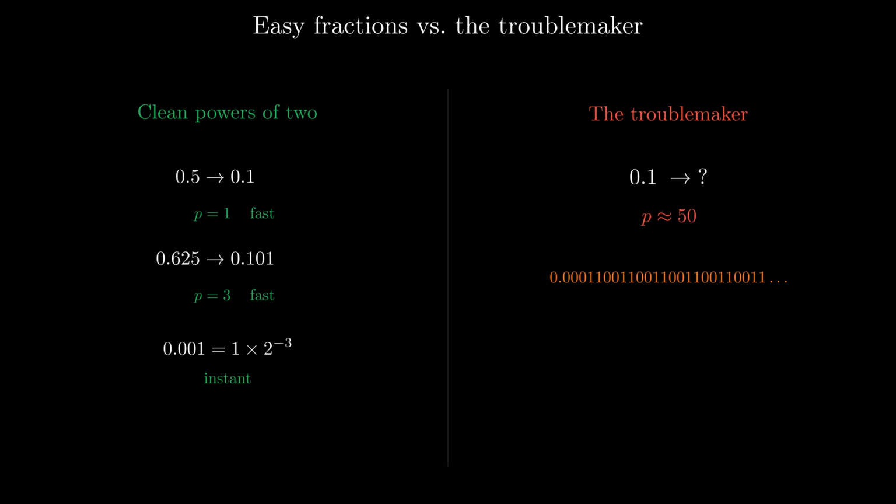A number that is a clean combination of powers of 2, like 1 times 2 to the power minus 3, which is just 0.001, is instant. But 0.1, whose mix of powers of 2 is not obvious at all, needed a program to find it. And the result ran about 50 digits long. And some numbers are worse still. Their binary fractions never terminate. They are in effect infinite.